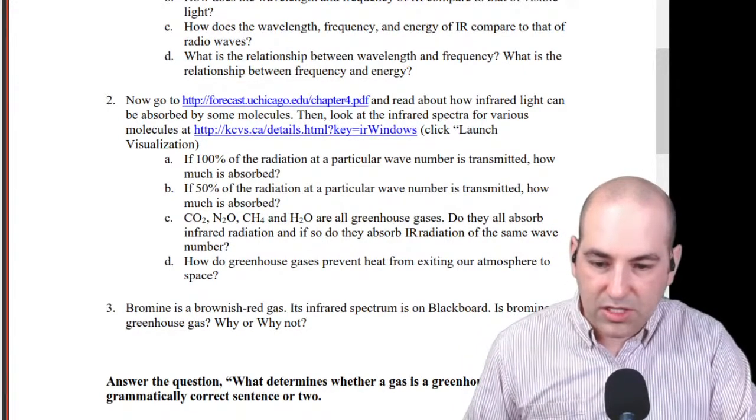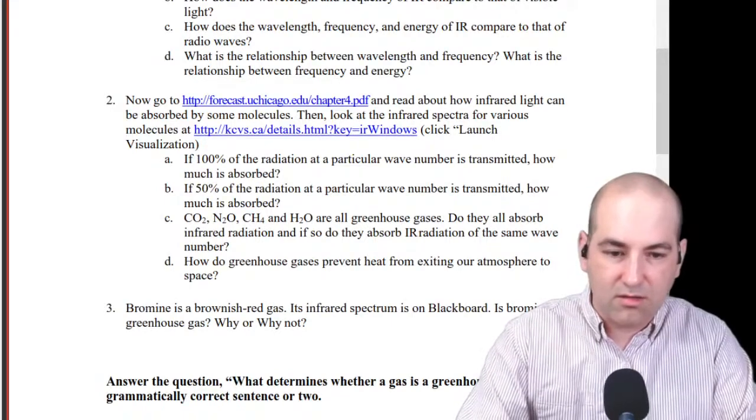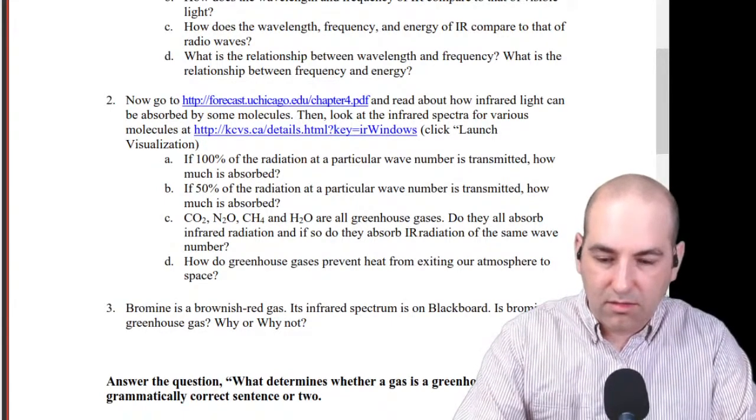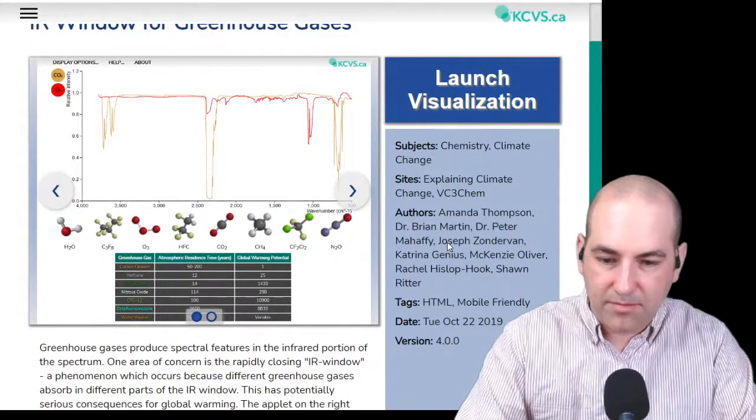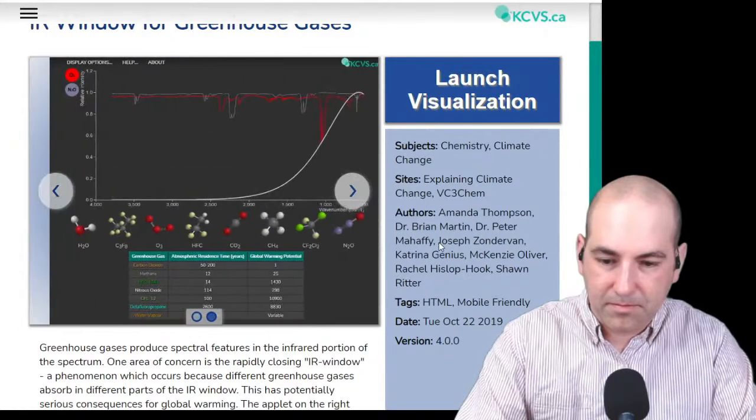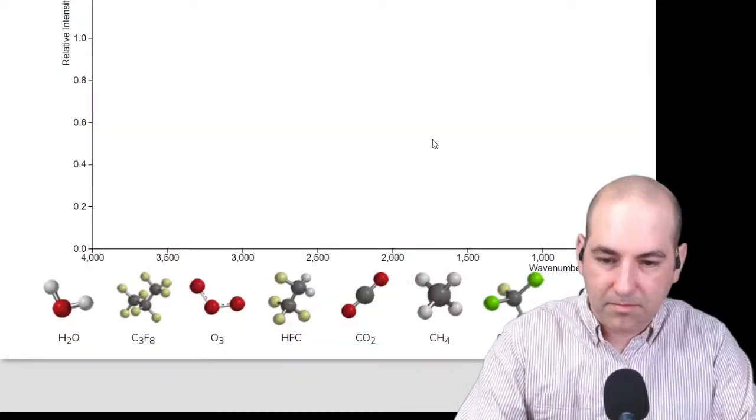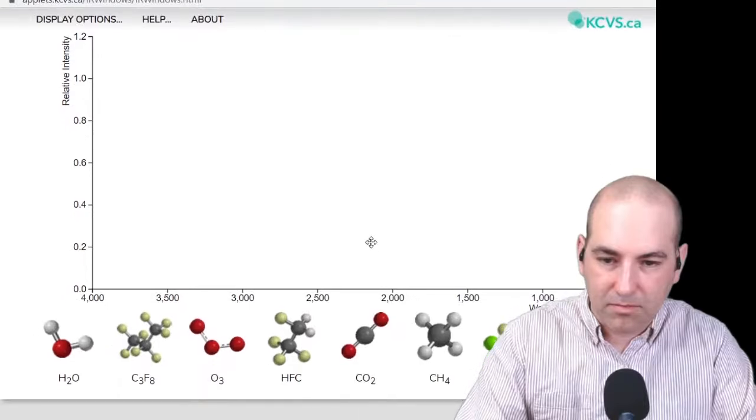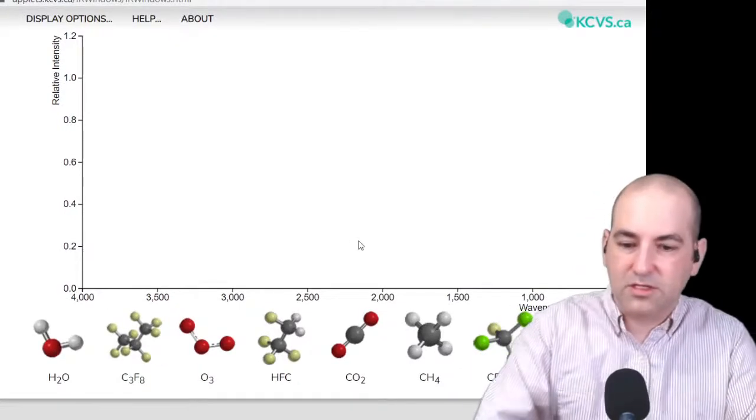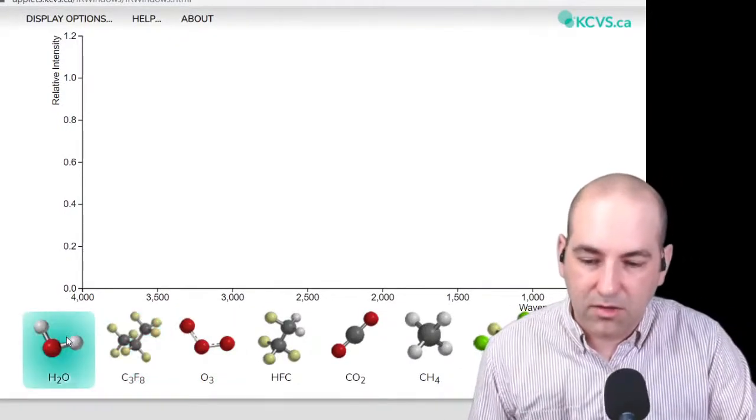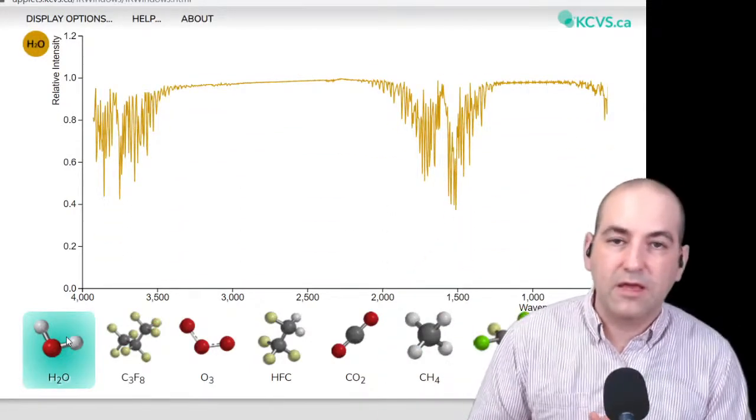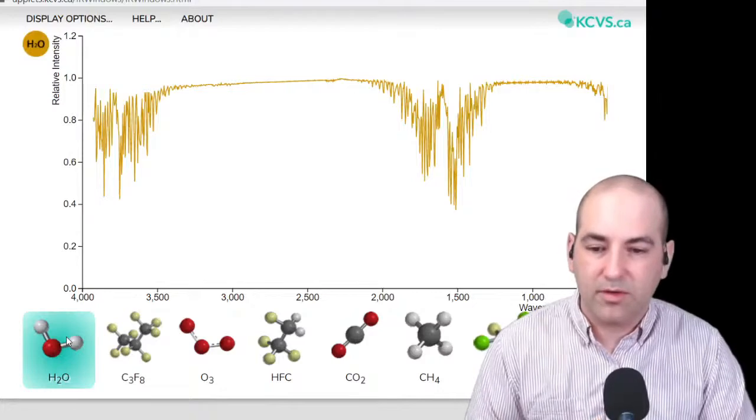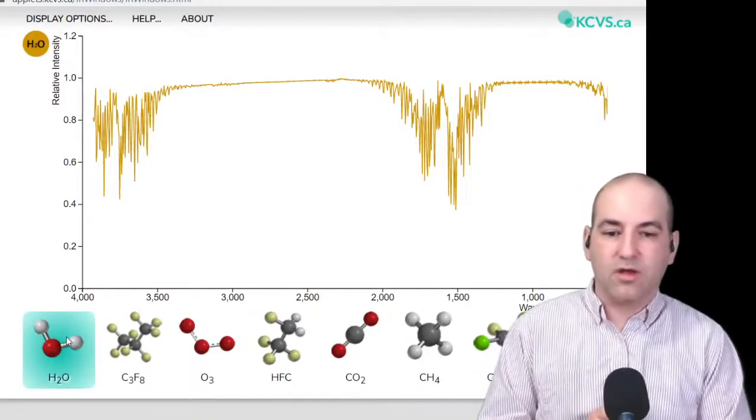So there's a visualization where you can see these gases, and I'll see if it comes up. Okay, so something like this. Then when you click on a molecule, such as water vapor, you see this thing called an infrared spectrum. Now, reading through that chapter will help you understand this, but I want to also go through it with you.